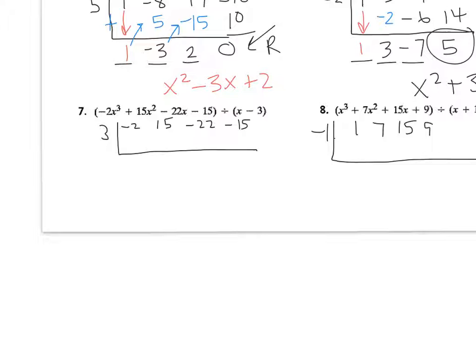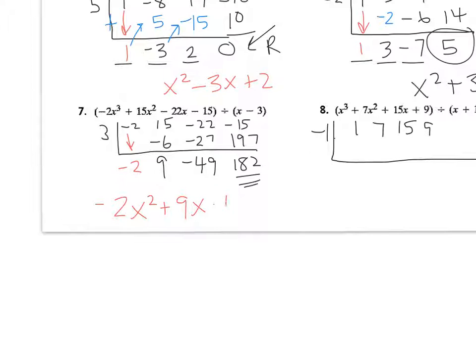Then don't forget, you bring the first number down, multiply diagonally, add vertically, multiply diagonally, add vertically, multiply diagonally, add vertically. This is the remainder. You're left with negative 2x squared plus 9x minus 49.